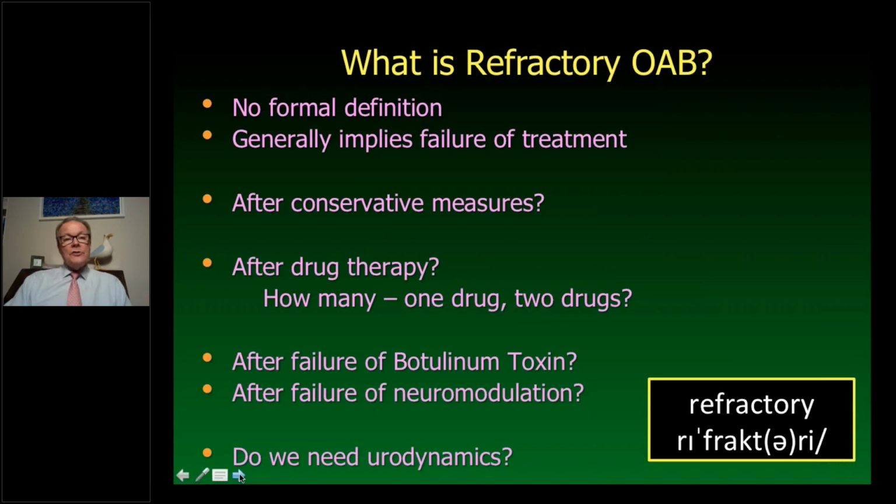To date, there's been no strict definition of what refractory overactive bladder means, but it generally implies a failure of treatment. Does that mean after the failure of conservative measures? Maybe it means after failure of drug therapy, and if it's after drug therapy, is that after one drug or perhaps two or more drugs? Maybe after failure of botulinum toxin or perhaps neuromodulation. And also, if we're thinking about our patients with refractory overactive bladder, do we need urodynamic investigations to make the diagnosis?